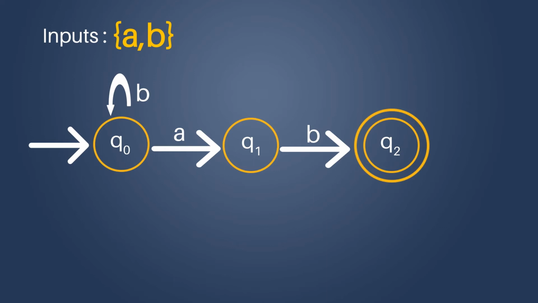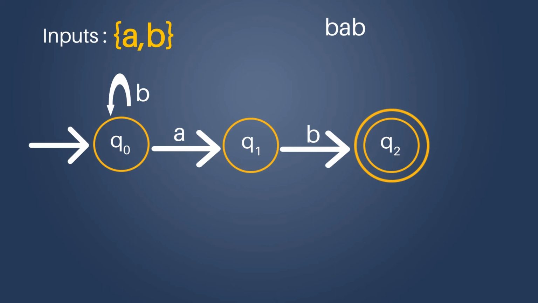So if my string is BAB, Q0 upon B, I'll be in Q0. Q0 upon A, I'll come to Q1. Q1 upon B, I'll go to Q2. So this string will be accepted. So I can have a self loop on Q0. So now Q0 state I have expressed with both the inputs. That is, I have expressed with respect to A and also with respect to B.